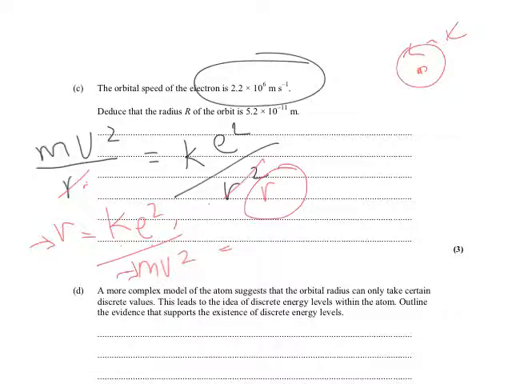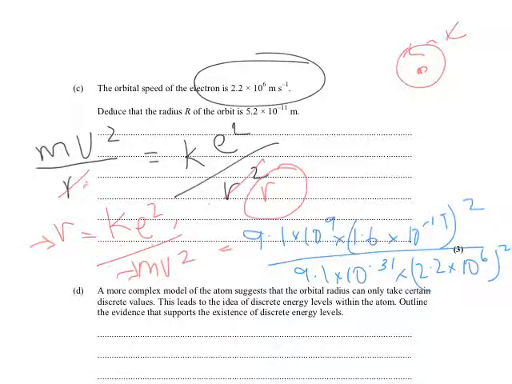And let's put our numbers in. Okay, so what have we got? We've got the constant of proportionality here, which is the Coulomb constant. That's on the data booklet. We've got the charge on an electron, or a proton, which is 1.6 times 10 to the minus 19, squared. You've got the mass of an electron, 9.1 times 10 to the minus 31, times 2.2 times 10 to the 6, which is the velocity, squared. And you should get the radius of orbit, 5.2 times 10 to the minus 11.